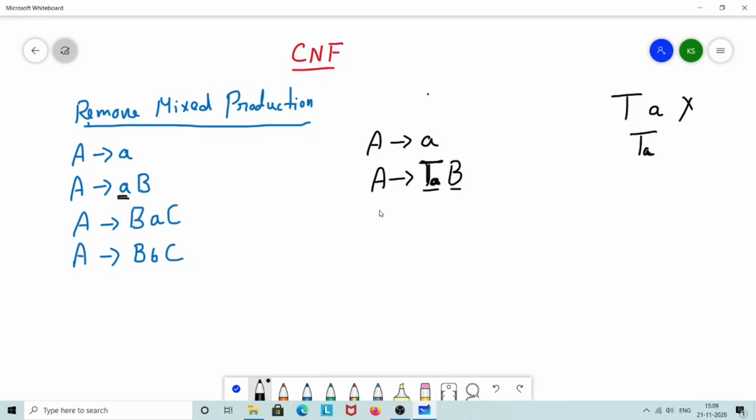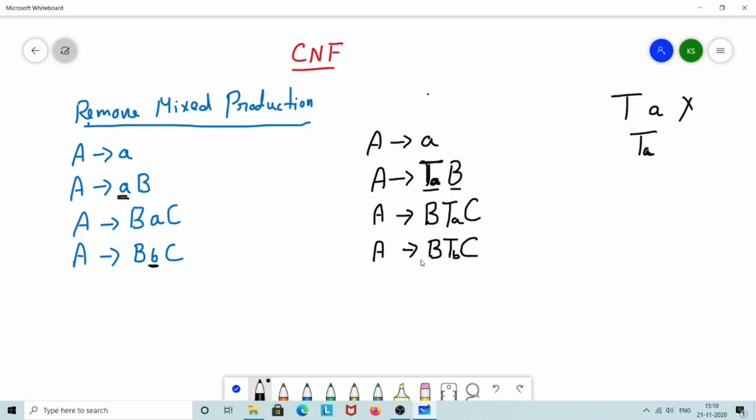Then third rule, that is BAC. So B will be written as it is. The terminal A will be replaced with TA, followed by C. And finally the last one, B gives... so this B here is a terminal, I'll replace it with a non-terminal TB, followed by C.